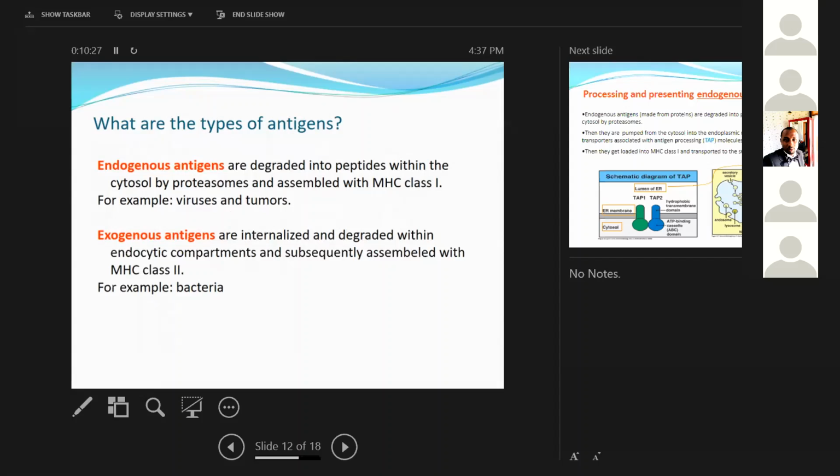The endogenous antigens are the ones that enter the cell and enter the cytosol, like viruses, for example. Viruses enter the cell and are present in the cytosol of cells. Also tumors, we can call them endogenous antigen. But exogenous antigens are like bacteria. They don't need to go inside the cell.